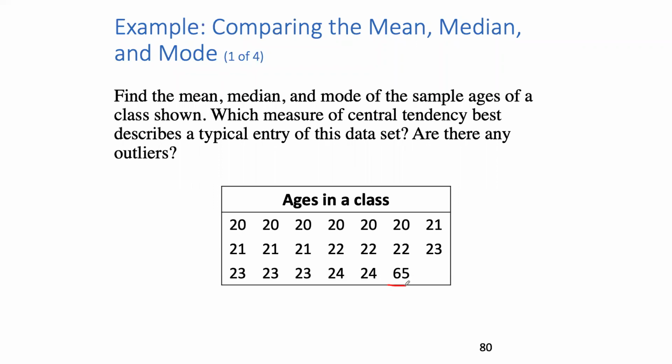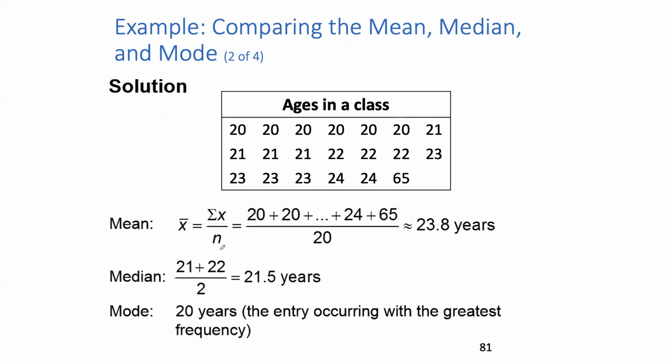So we can go ahead and calculate all three measures: the mean, the median, and the mode. How do we calculate the mean? We add up all these entries in the data set. There are 20 entries. We add them all up, and then we divide by 20, and that tells us the mean is 23.8 years in the data set.